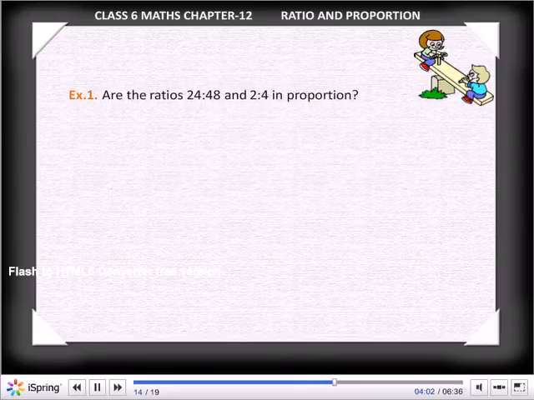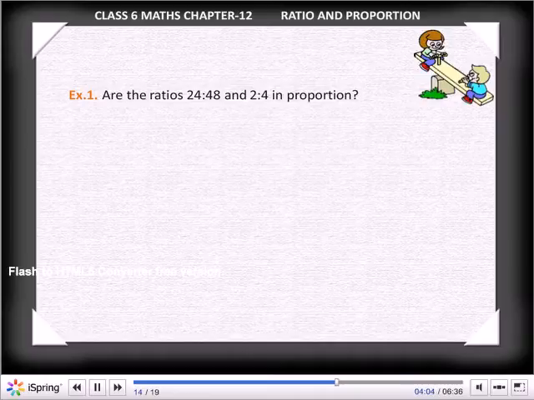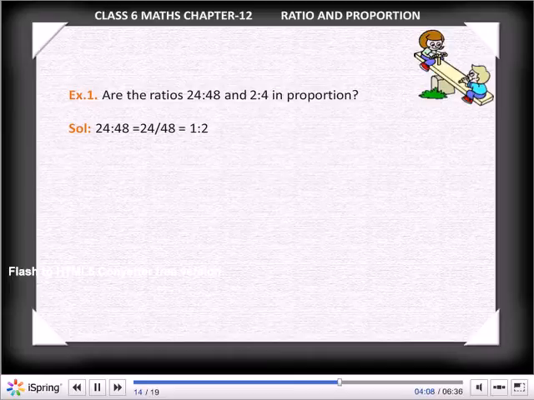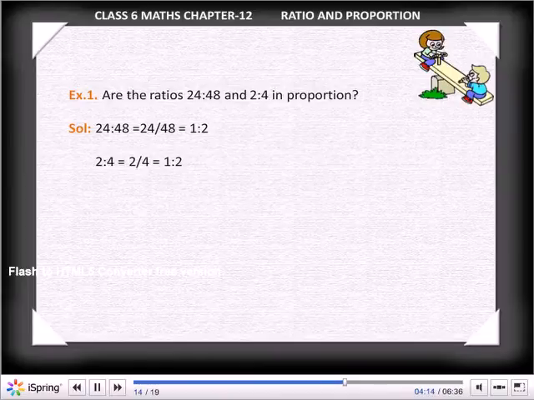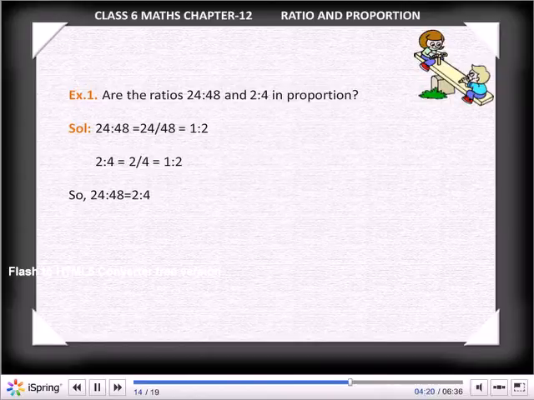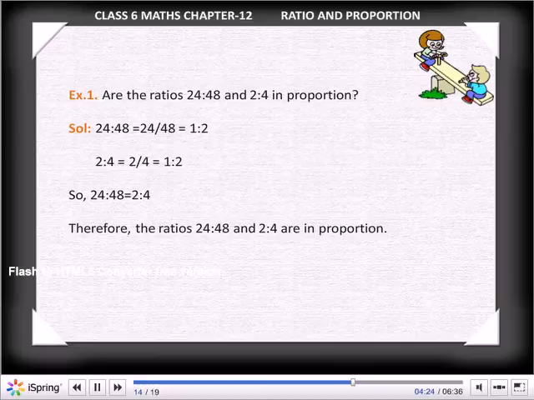Are the ratios 24:48 and 2:4 in proportion? 24:48 is equal to 24 by 48 equal to 1:2. 2:4 is equal to 2 by 4 is equal to 1:2. So 24:48 is equal to 2:4. Therefore, the ratios 24:48 and 2:4 are in proportion.